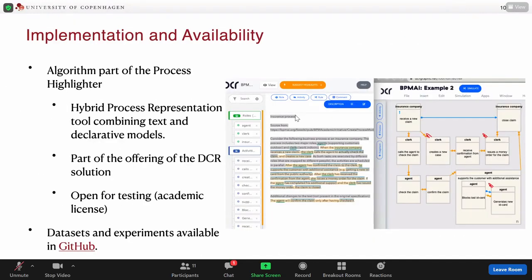And finally, this algorithm is part of the Process Highlighter, the hybrid process representation tool. It combines the text and the declarative models. It's also part of the offering in the DCR solution. It's open for testing with an academic license. The dataset and experiments are available on GitHub.